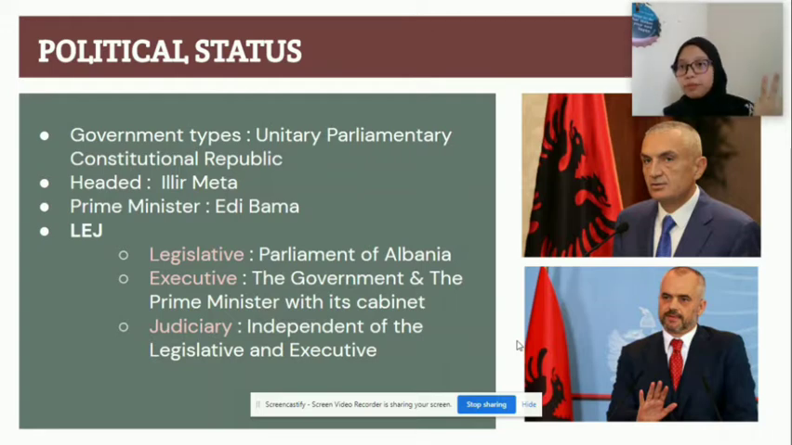Okay, for the government, it divides into three. Like a normal parliamentary system, we have LEJ. LEJ means legislative, executive, and judiciary. Okay, the legislative power is vested in the Parliament of Albania. And executive power is exercised by the government itself and the Prime Minister with his cabinet. And the judiciary is usually independent of the executive and legislative.